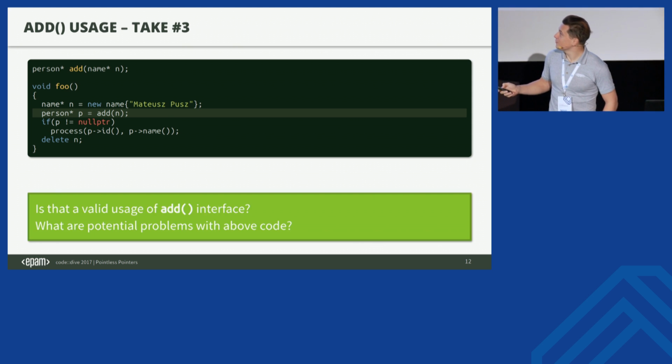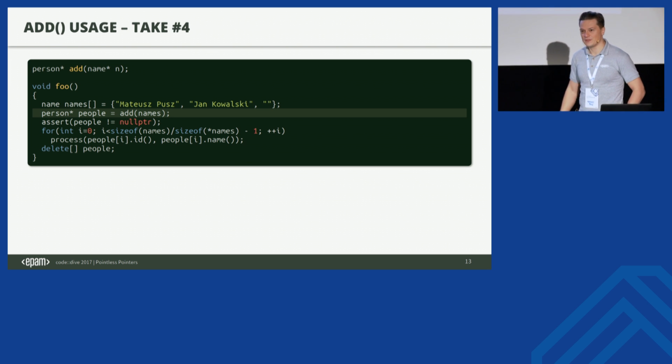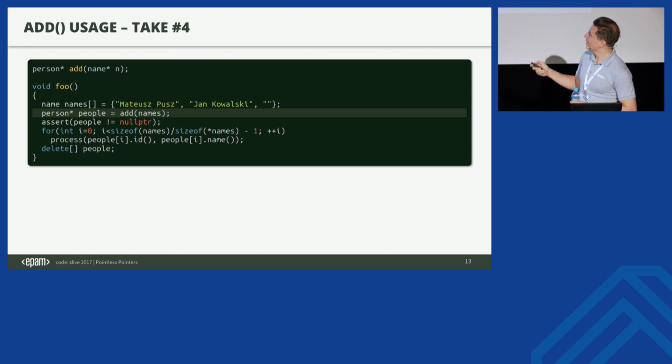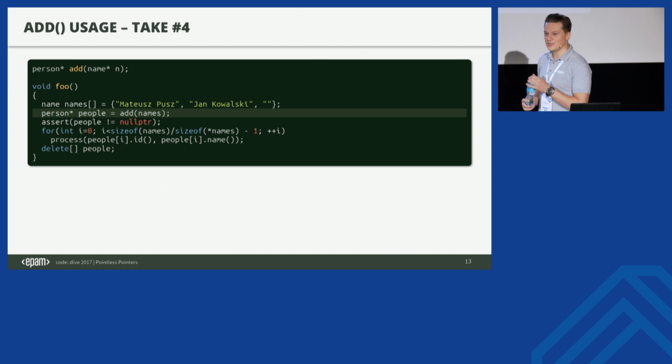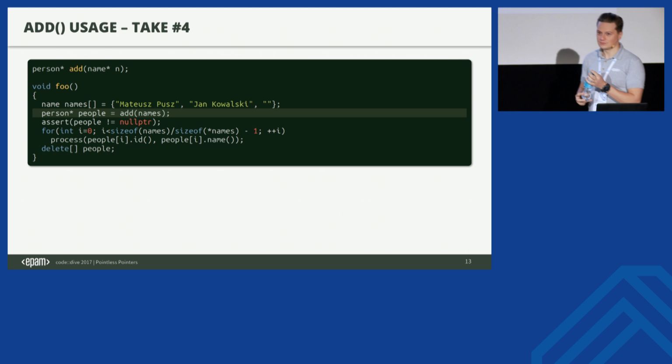Let's look at the fourth example, which may be even this. Is it still a valid usage of this interface? We have an array that's terminated with a special tag, like an empty string, and we pass it to our add that takes a pointer, and we receive an array, in fact, that we know will be of that size minus the terminator at the end, because it did something like a simple transform on the input.